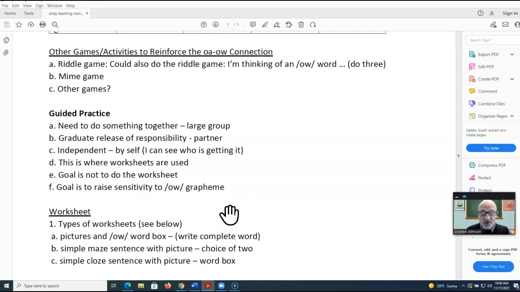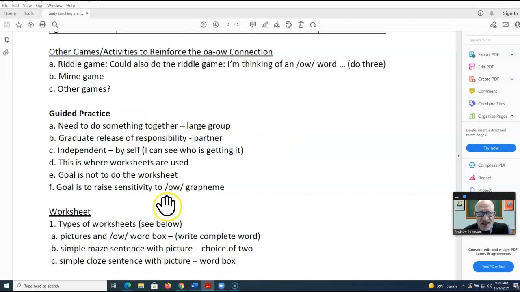So when students are reading, they instantly recognize words with the OW grapheme in, or when they come across a word they do not know, they can use that as a word identification strategy, something you consciously employ. Is there any part of that word that I recognize? Oh, I recognize the OW. It sometimes makes the O sound. That's word identification.